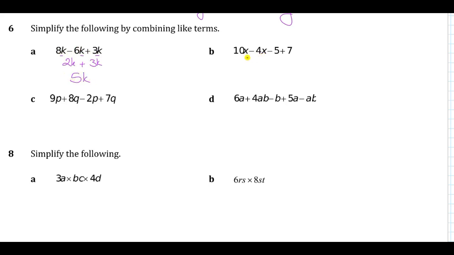Here I've got two x terms. 10x minus 4x is 6x. These are constant terms. Negative 5 plus 7 is positive 2.